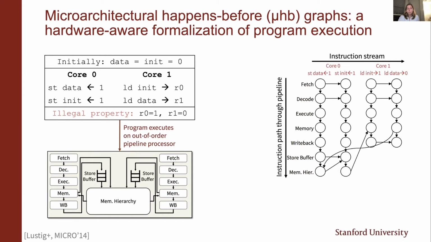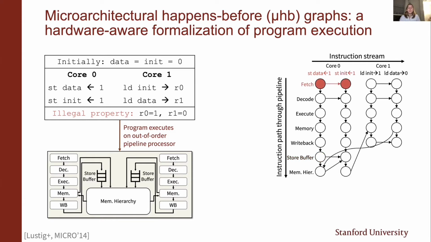Column labels correspond to instructions in the program that's currently executing, with instruction sequencing from left to right on each of the constituent cores. μHB nodes correspond to microarchitectural events that take place during the program's execution. This particular node represents the event corresponding to the store of one into data, updating some state in a local store buffer.